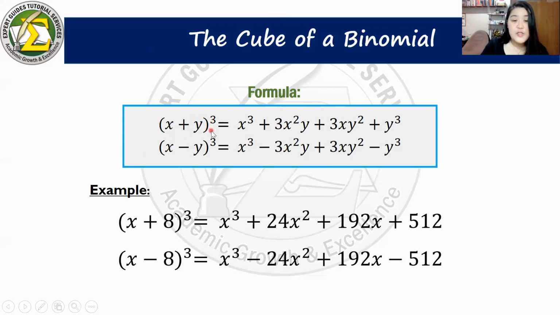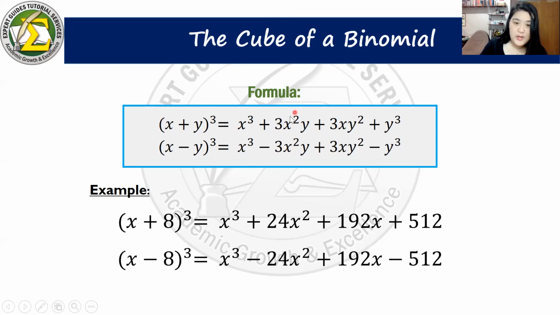So the first thing that you're going to do is to cube the first term, which is this one. And then the next one is you're just going to put 3 here, 3 here, and then another 3 here. And then you're going to get the square of the first term multiplied by the last term. So we have x squared and then y. And then for the next one, we have the square of the last term multiplied by the first term. So we have xy squared.